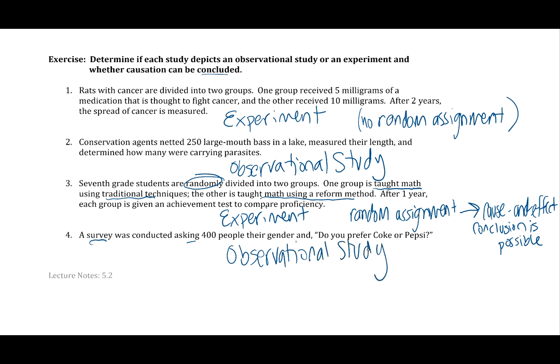So even if they find some relationship between gender and their choice of Coke or Pepsi, then it cannot be concluded to be a causative relationship because there was no random assignment. I can't even quite envision what random assignment would look like in this place, right? They're just measuring characteristics and opinions of people. So this is an observational study and we cannot determine causation.